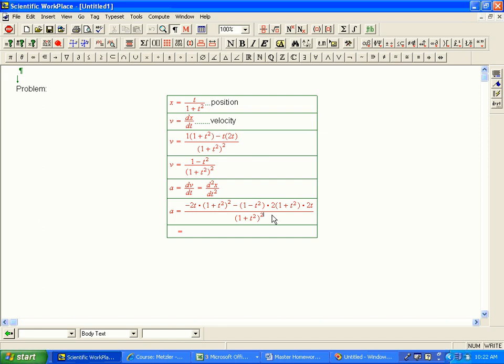And now, what did I do wrong here? Kind of in a rush, I guess. This was 1 plus t squared squared. Now it's that squared again, so it's the 4th power. Okay, now it's correct. Congratulations to anyone who saw that error already.